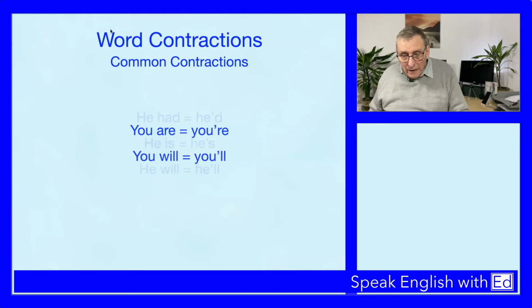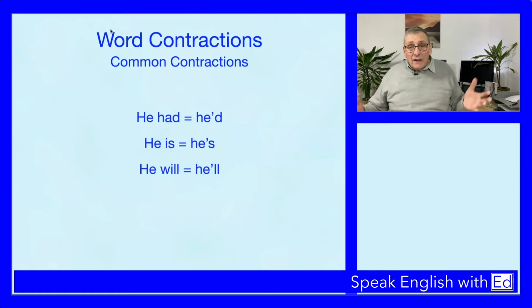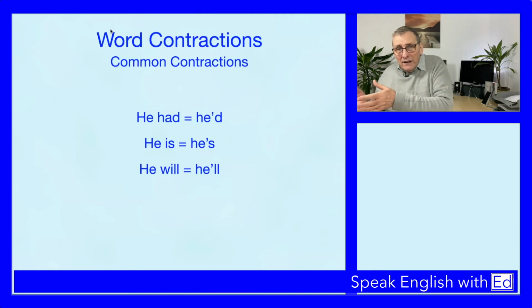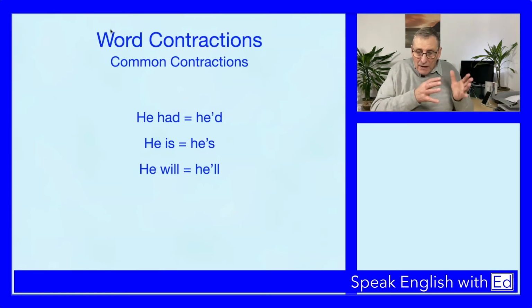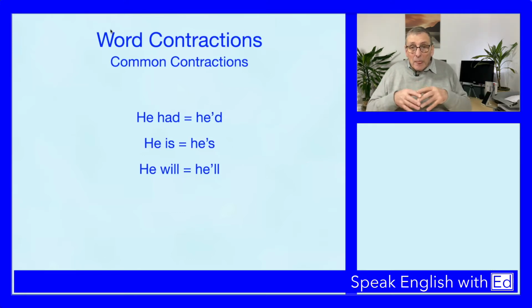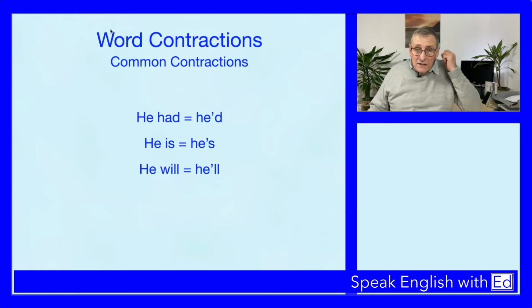And also in the third person, he had: he'd been there already, he'd seen the movie before, he'd had a good time. Talking in the past. He is, he's happy today. He's on the phone. He can't come, he's on the phone. He will, he'll get back to you later.